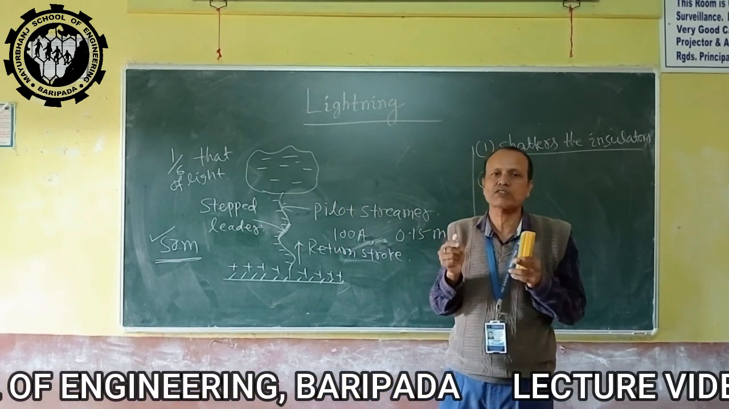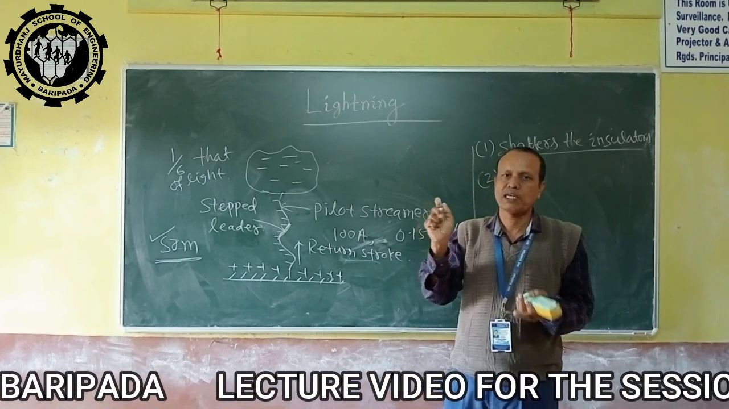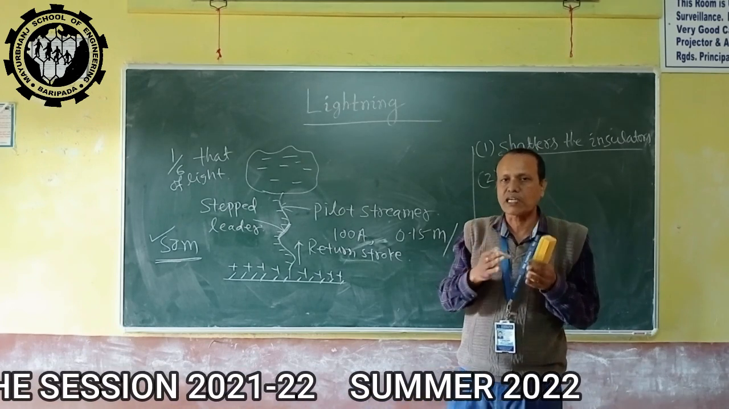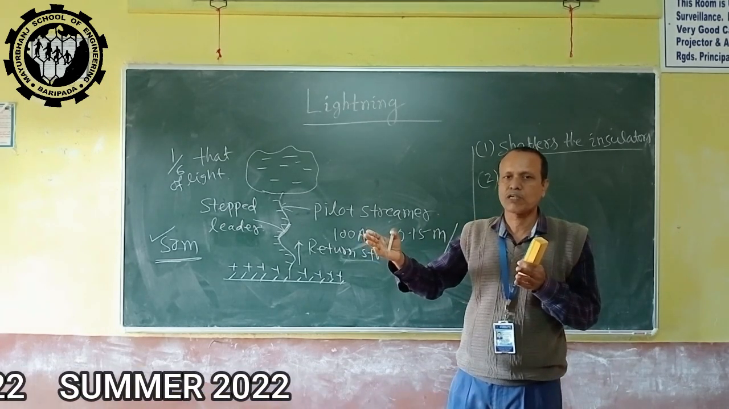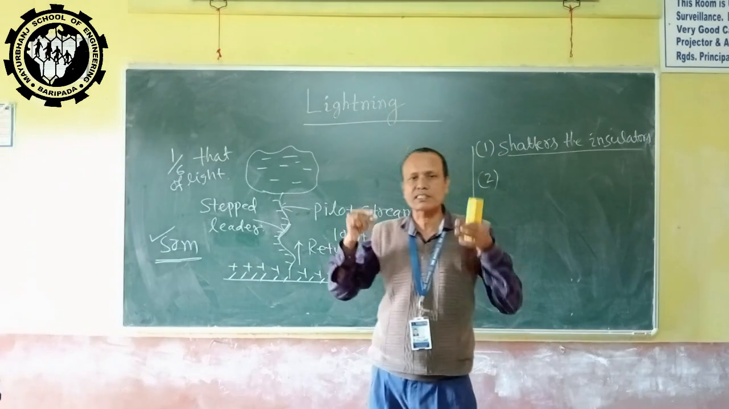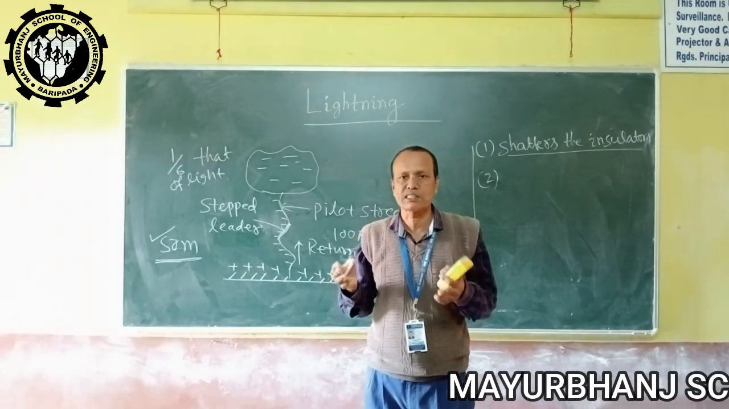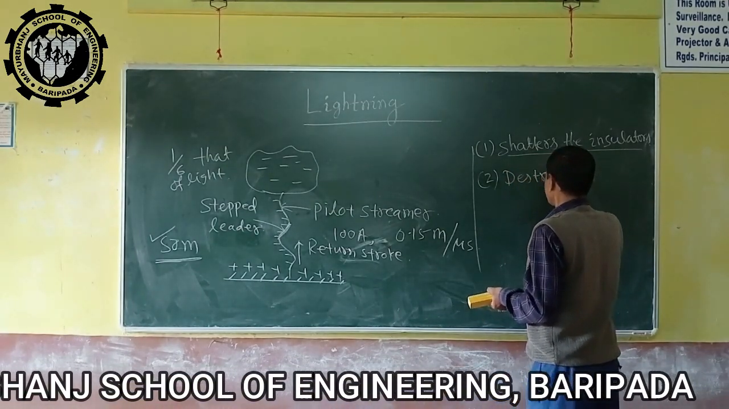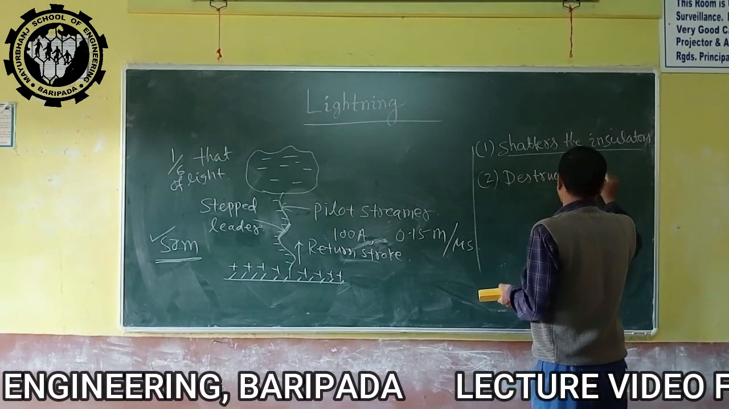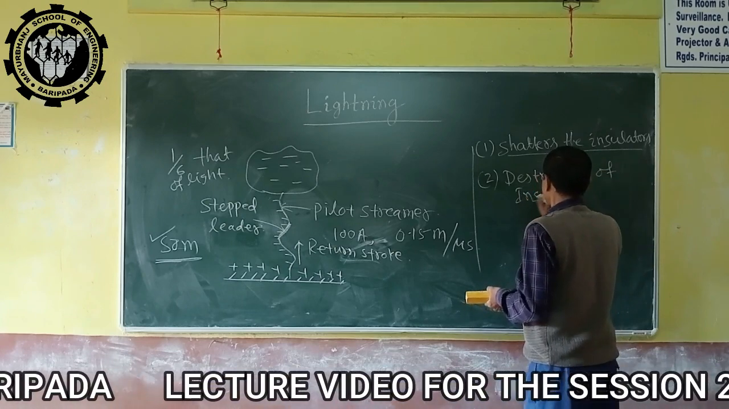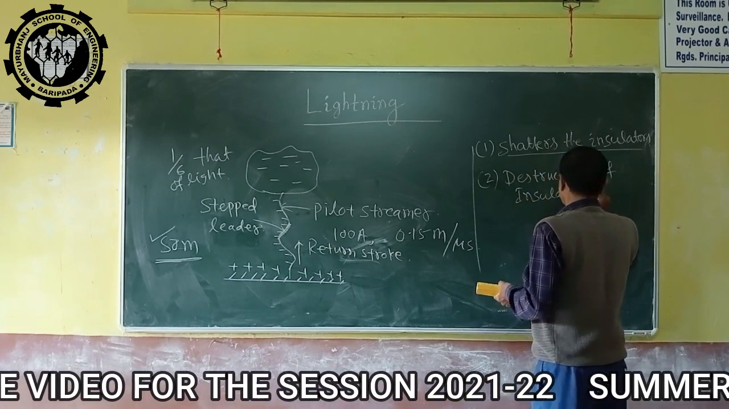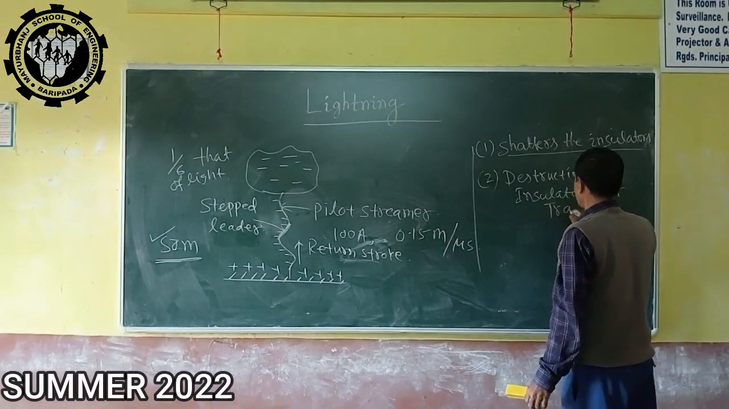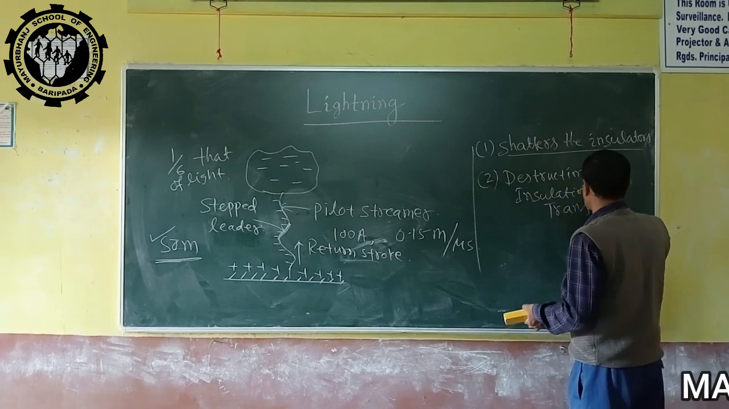When they reach the windings of a transformer, due to the inductive nature of the winding, it cannot allow these traveling waves through. As a result, the charge accumulates and destroys the insulation. So, destruction of insulation takes place, insulation of transformers or other equipment connected to the line.